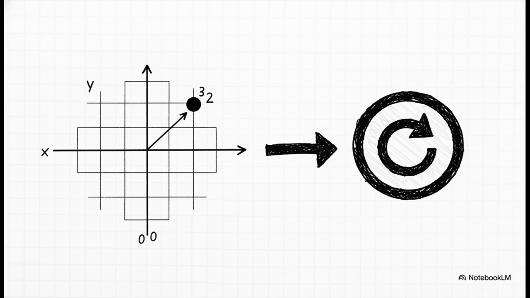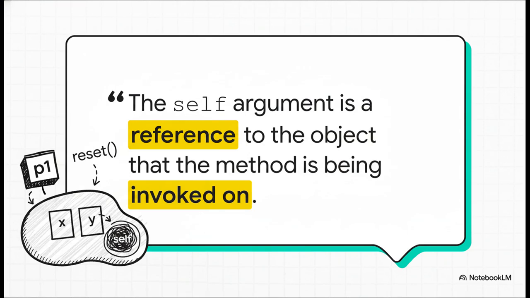So here, we've added a reset method. When we call it on a Point object, it's going to set that object's x and y attributes back to 0. But hang on, what's that weird self thing doing there? This is the part that trips almost everyone up at first. This quote from our source material puts it perfectly.